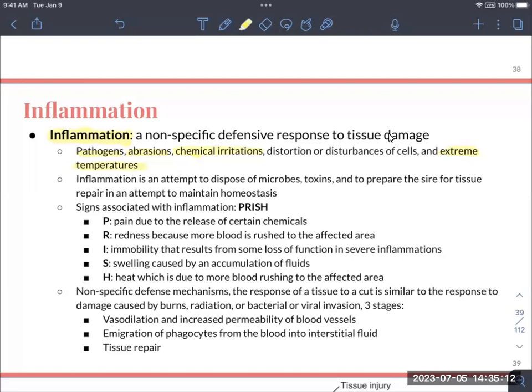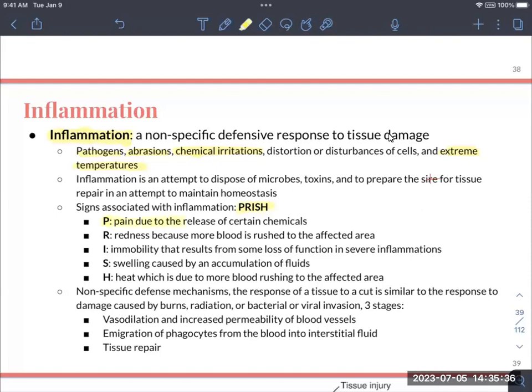It is used to help prepare that specific site for repair. There's different signs associated with inflammation. So we usually get pain.